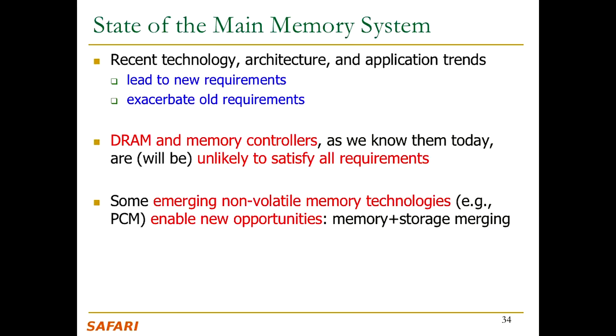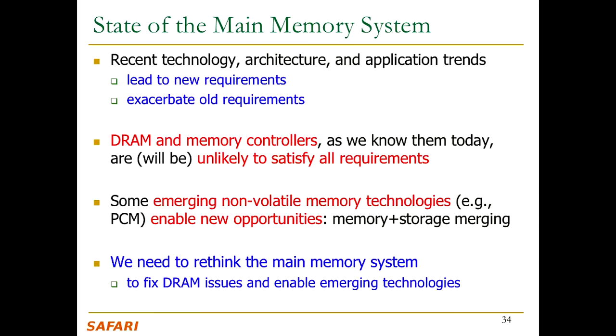So today, there's a possibility of some emerging memory technologies potentially replacing DRAM. And they're non-volatile, which means that they may actually replace both DRAM and flash, or they have some position in the hierarchy that changes the hierarchy significantly. So you guys are at a good point in time when you're studying computer architecture, because computer architecture, as I said, was not this exciting 20 years ago. Okay, so given this, people are actually rethinking the main memory system to fix issues that are happening with DRAM and enable some of these emerging technologies while satisfying all the requirements.